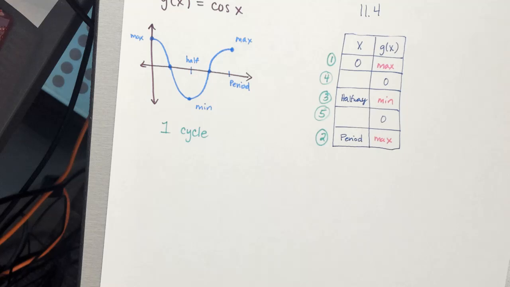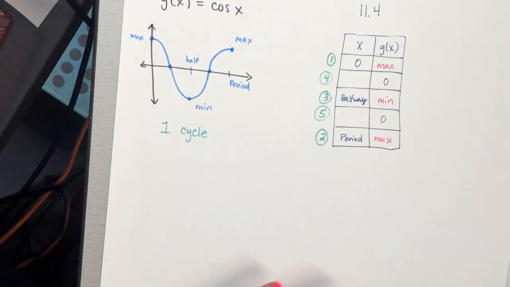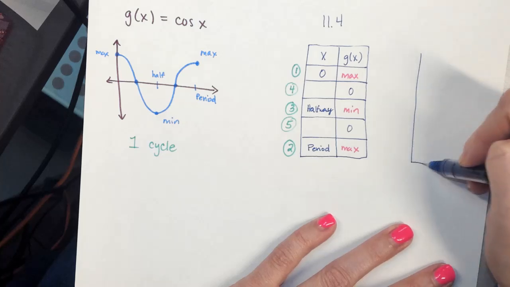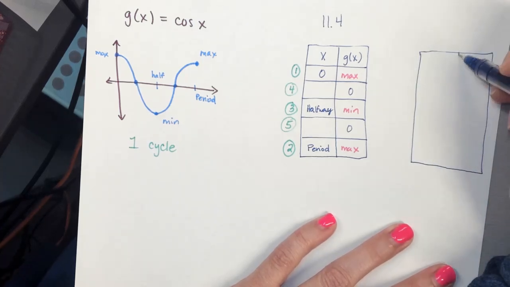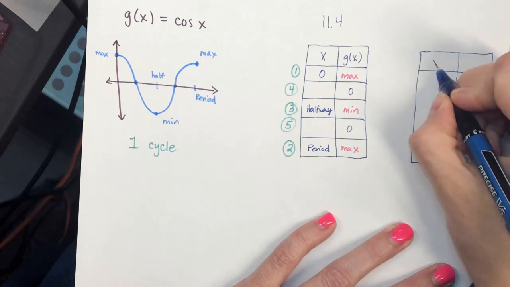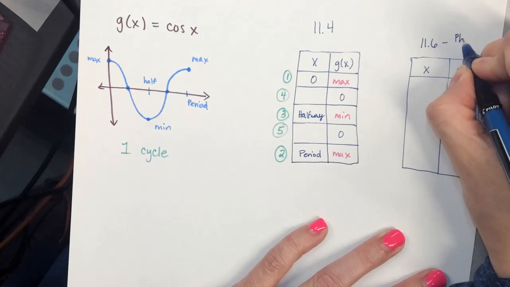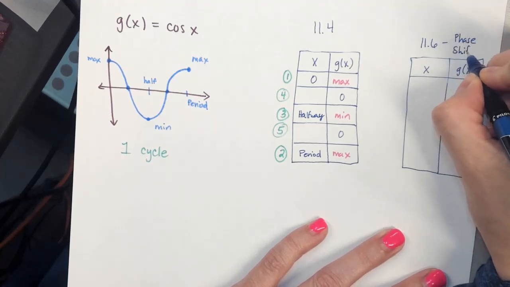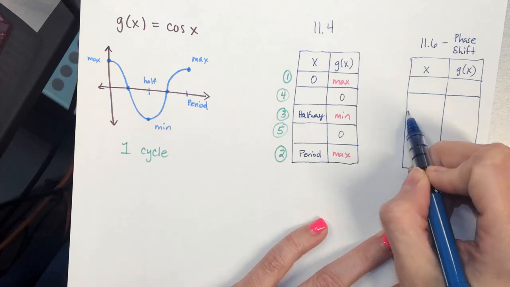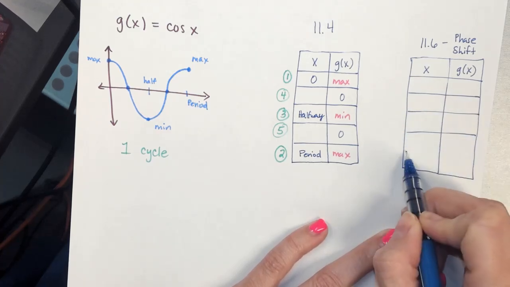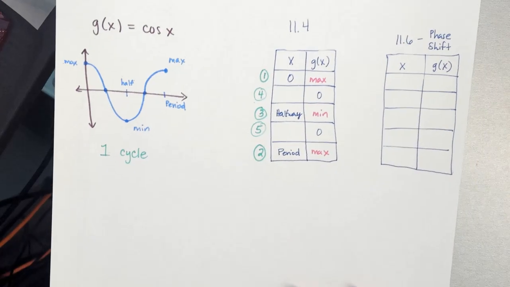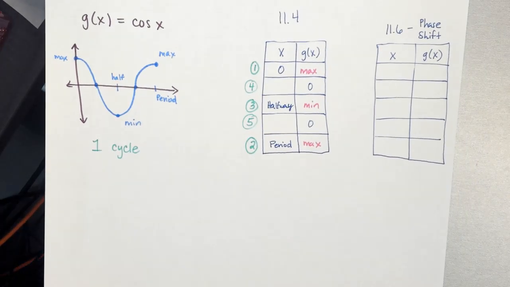All right, do you guys want to try to make the table for the phase shift one? Because that's what you're going to be working on today. So see if you can fill in the table with these values. You can also use 11.61.